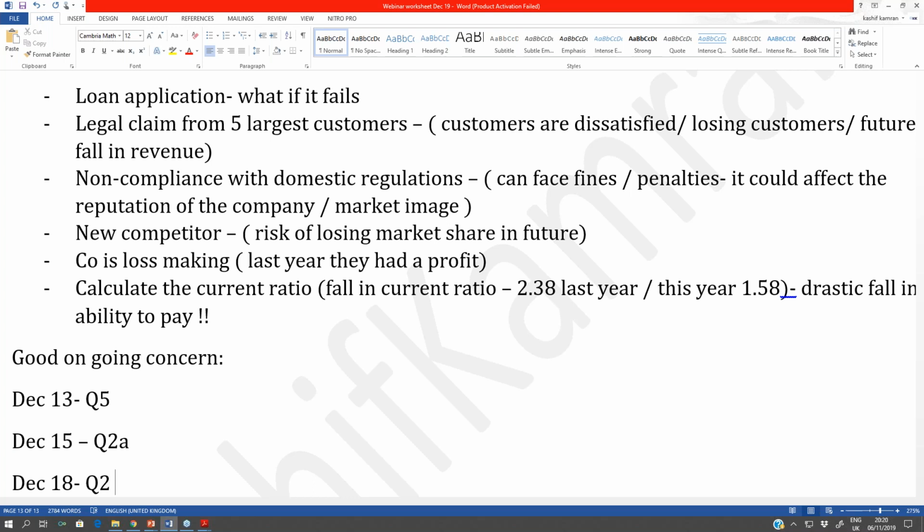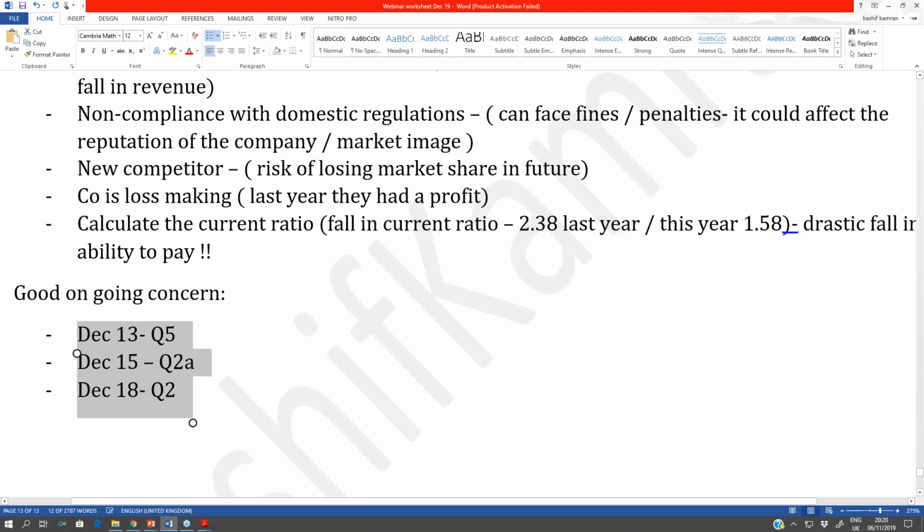If you can do them all, you will be very well prepared for taking on going concern in the exam paper. And you will be amazed that there is so much similarity in these 3 questions. If you do December 13, you will think that the examiner has taken a lot of things from December 13 into December 15. If you do 13 and 15, you will see the examiner has taken so many things from both these questions to 18. So you need to do practice on going concern.